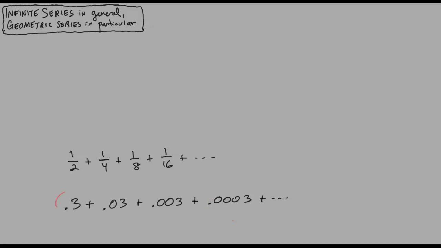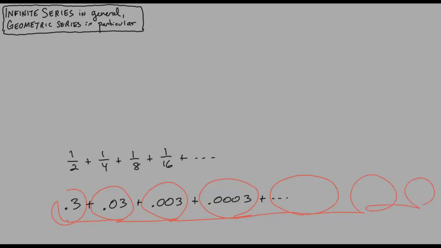And what would you do? You say, all right, well, that's 0.3. And then I add on 0.03. So that's 0.33. Then I add on that. Oh, so that's 0.333. And I add on that. That's 0.3333. And the next one, that'll give me 0.33333, and then I'll have 6 threes and 7 threes, and so on and so forth.